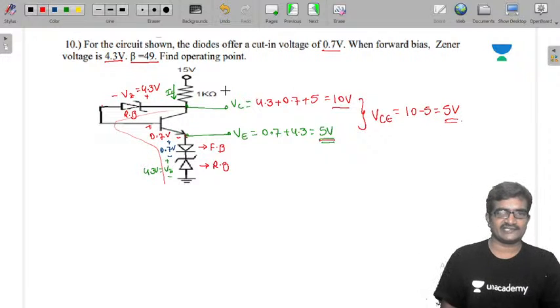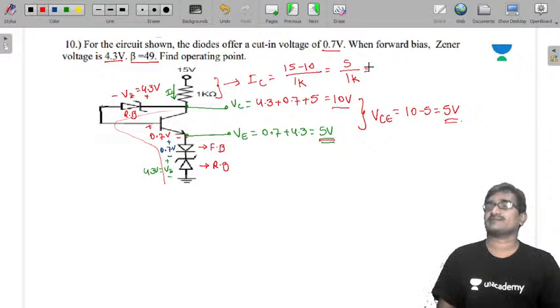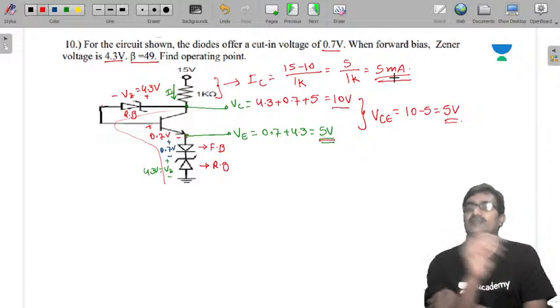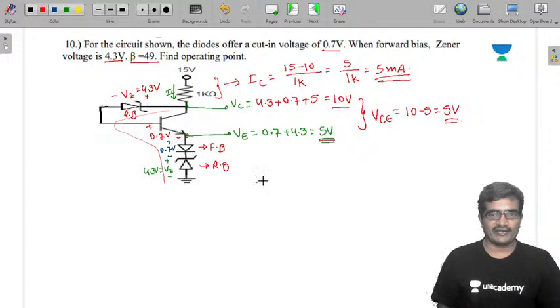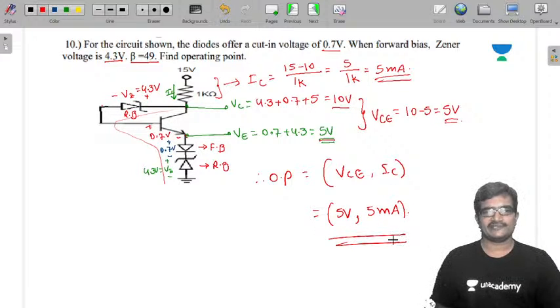Now we need to calculate IC. From this, IC is 15 minus the voltage at this point, 10, divided by 1 kilo ohm. So it is 5 by 1K, 5 milliamperes. Therefore the operating point is VCE comma IC, which equals 5 volts comma 5 milliamperes. Simple. This is the operating point.